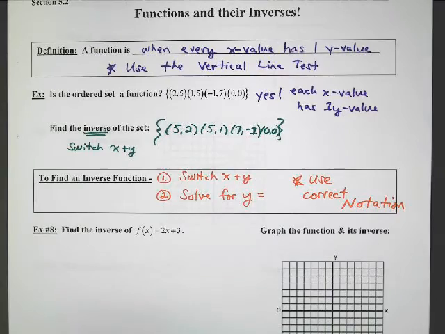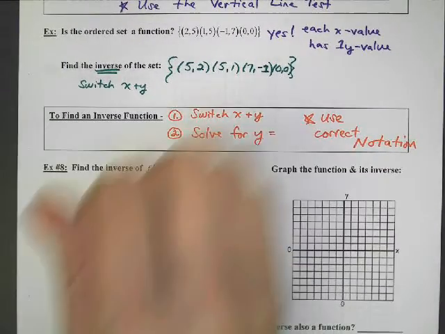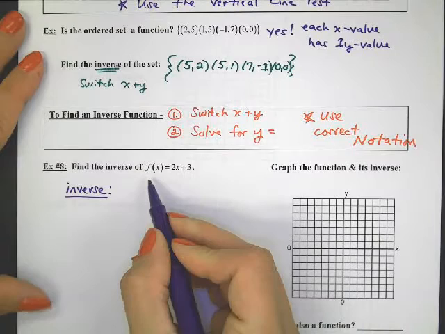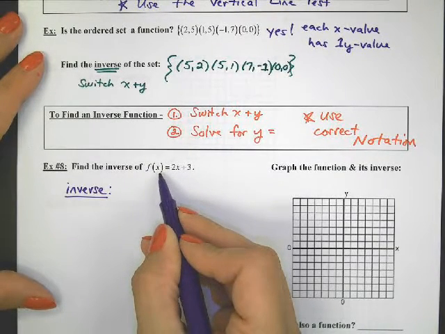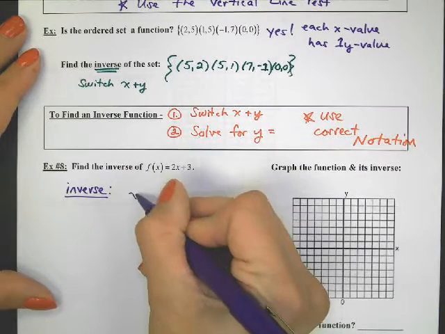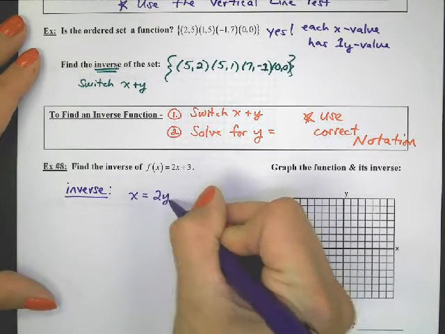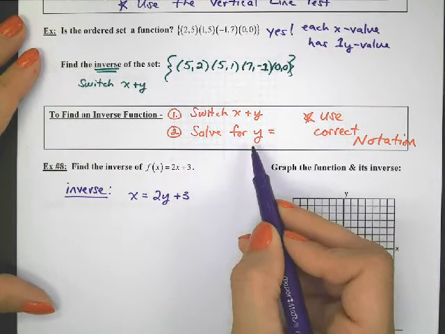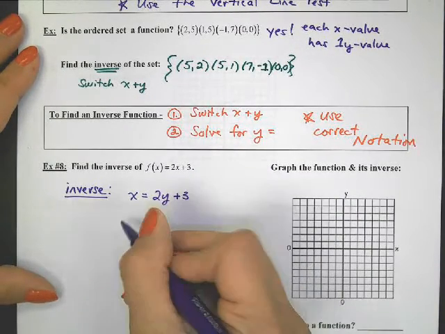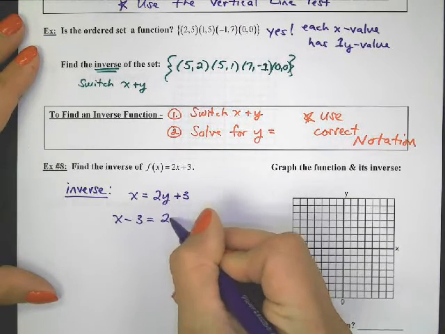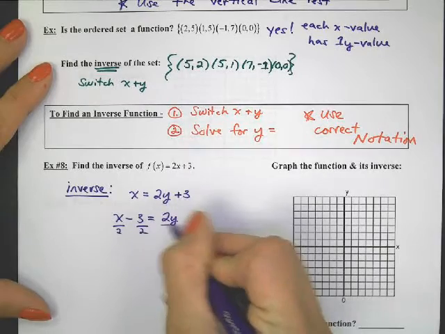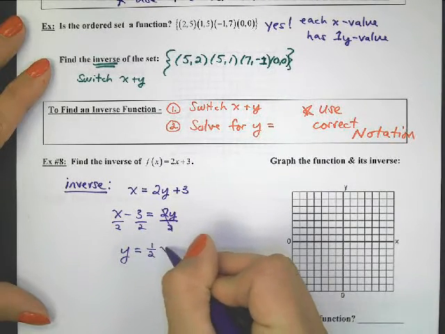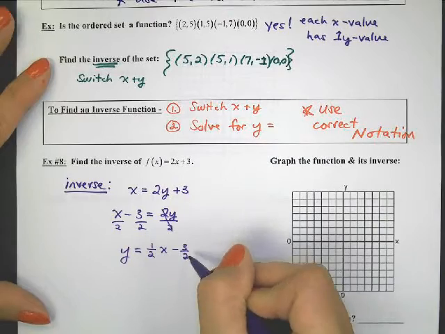Let me show you some examples right here. Let's find the inverse of this. Here comes inverse. This says y equals 2x plus 3. So I'm going to say x equals 2y plus 3. Step 1, I switch the x and y. Step 2, we're going to solve for y. I got to get the y alone. So I'll subtract the 3 to the other side. Say 2y. Let's divide them all by a 2. So y equals 1/2 x minus 3/2.